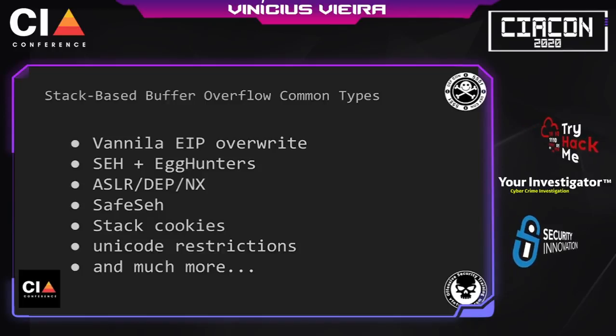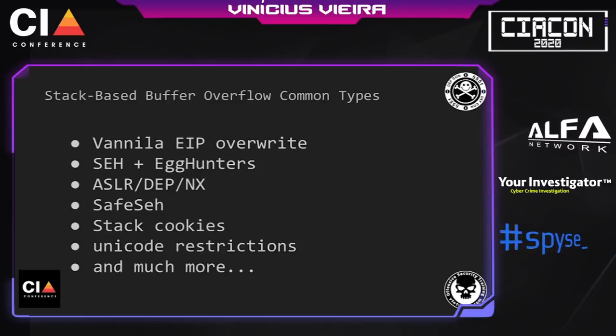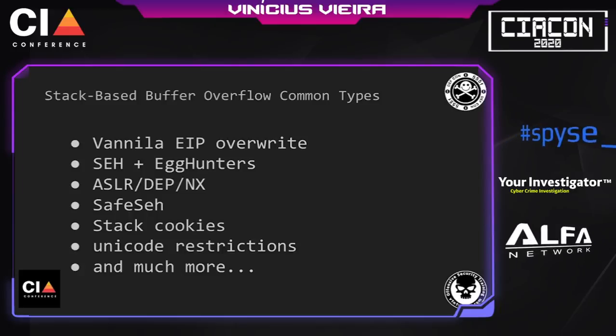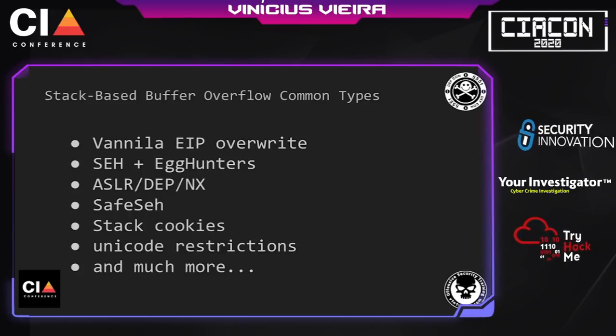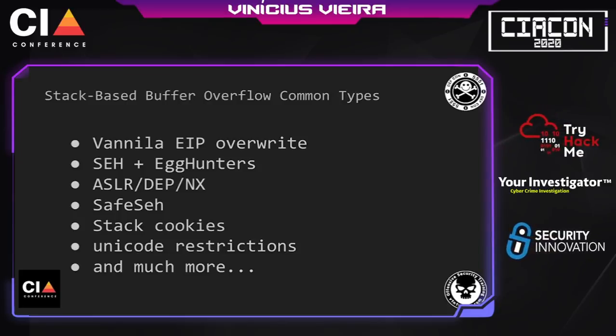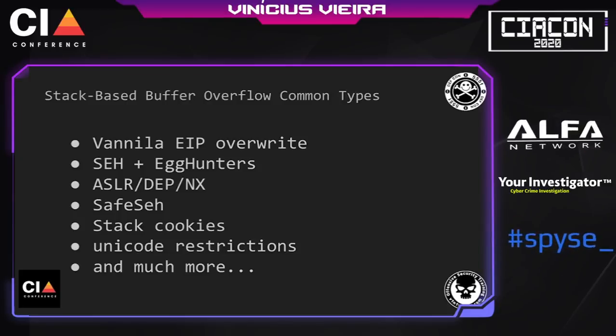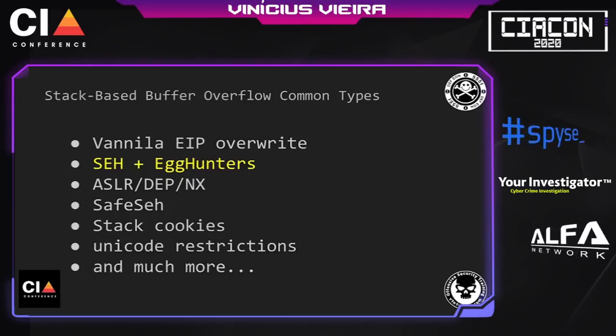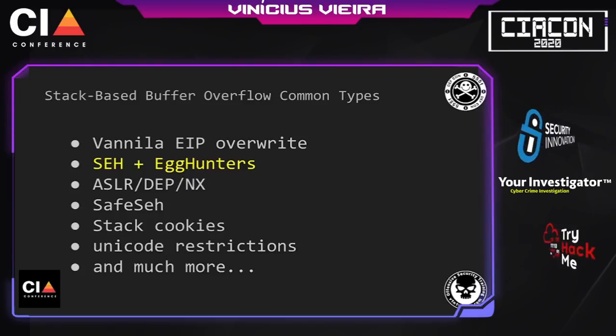There are several types of stack buffer overflow exploitations, such as vanilla EIP overwrite, SEH, egg hunters, ASLR, safe SEH, stack cookies, Unicode restrictions, and much more. In this talk, we'll comment on stack overflow exploits using SEH and egg hunter. Well, so far we have been able to remember some important concepts about buffer overflow, and we can go even deeper into the subject. Let's go!